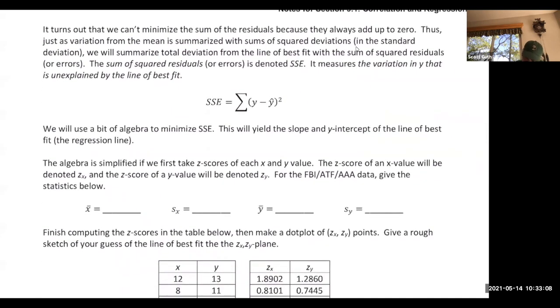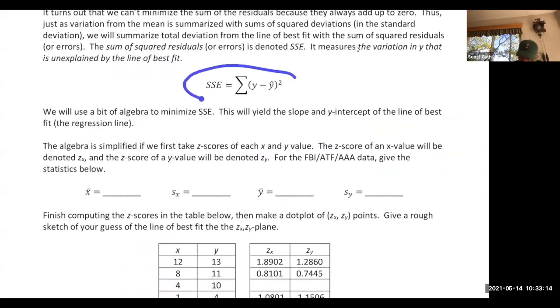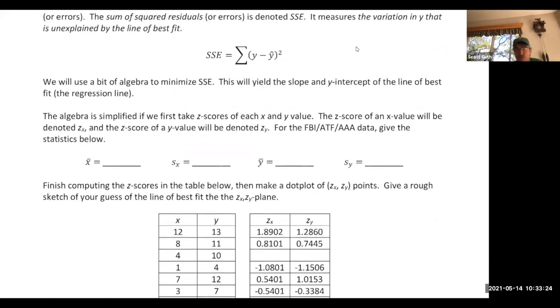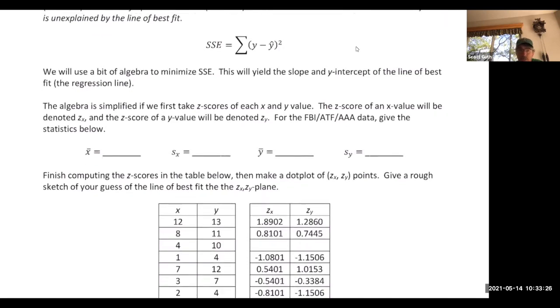We're going to use a bit of algebra to minimize the sum of the squared residuals. That's our goal. These errors, these residuals need to be made as small as possible altogether. How do you measure that they're small altogether? You can't add them, but you can add their squares and use that to measure how close they are to the line. So we're going to use a bit of algebra to minimize it. This will yield the slope and the y-intercept of the line of best fit.